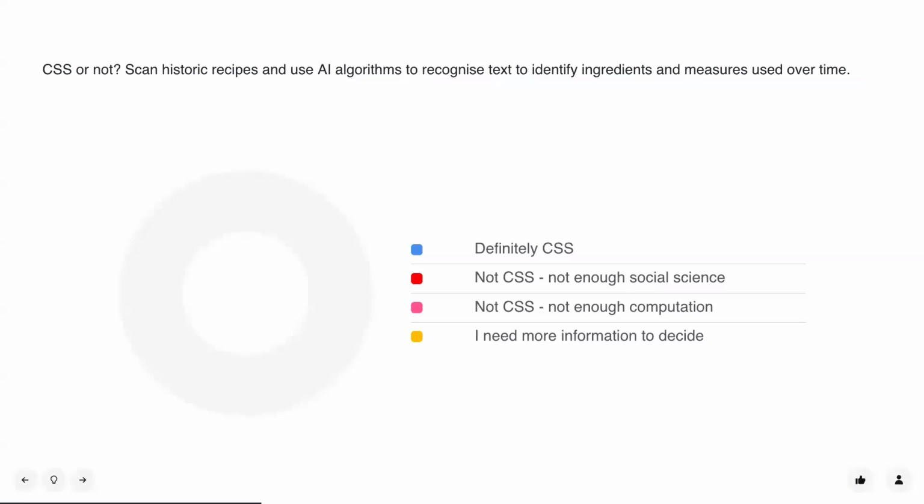So our first example involves a project where we want to scan historic recipes and use AI algorithms to recognize text, with the aim of identifying ingredients and measures used over time. So what do we think? Is this a computational social science project or not?